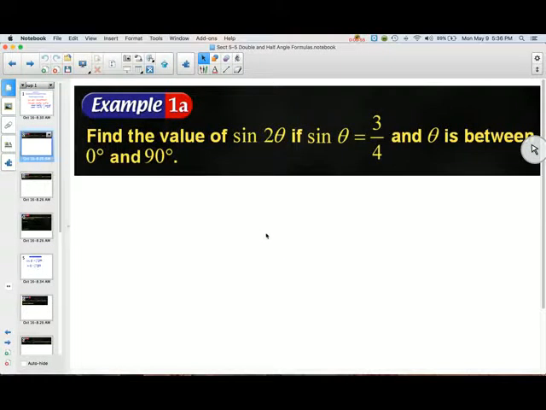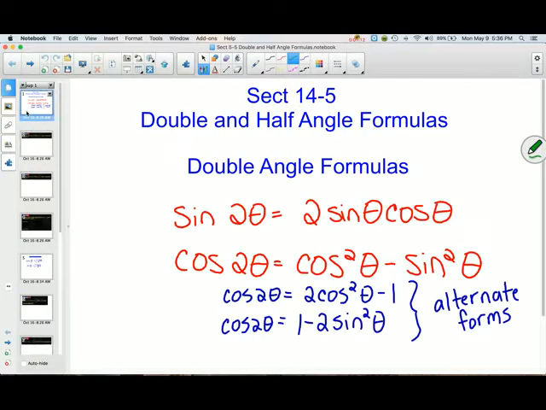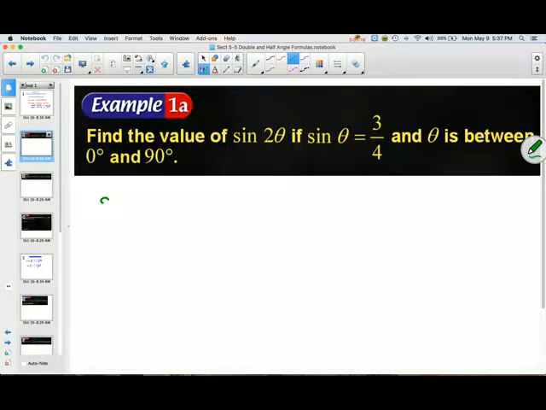So this first example, we are finding the value of sine 2 theta. You're told what sine theta is, it's 3/4, and you're told theta is between 0 and 90 degrees, which means it's in quadrant 1. So on this problem, I would start by writing down the formula, which is just 2 sine theta cosine theta. So if I want to evaluate sine 2 theta, I'm going to do 2 sine theta times cosine theta.